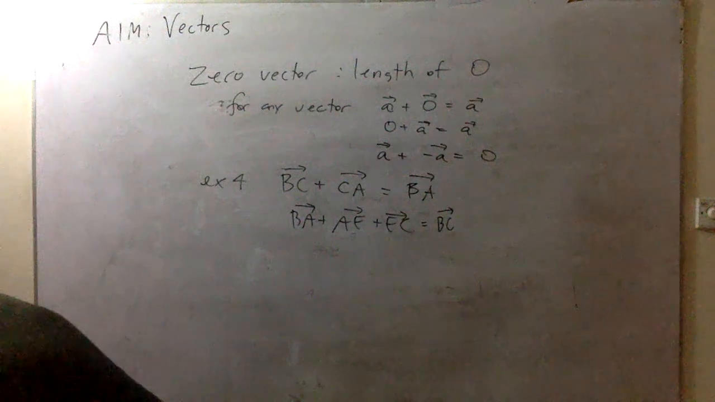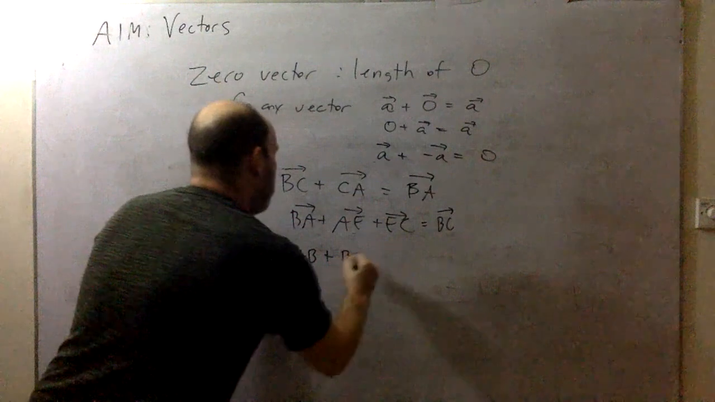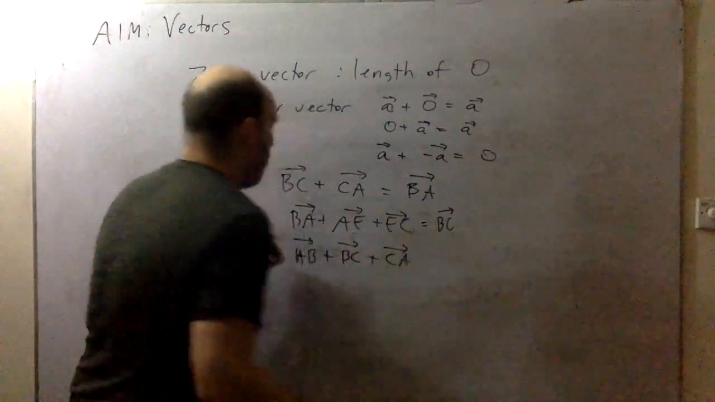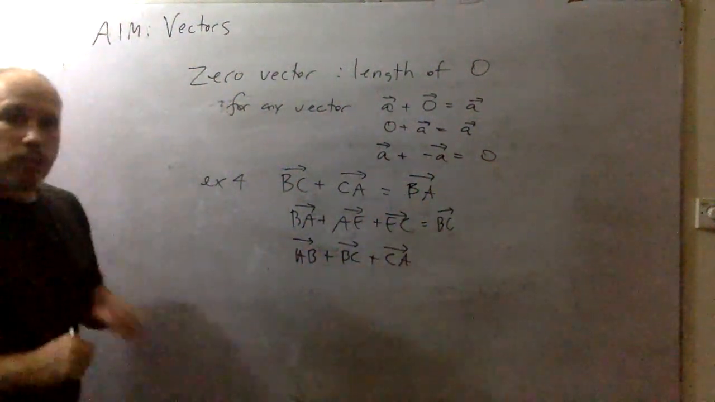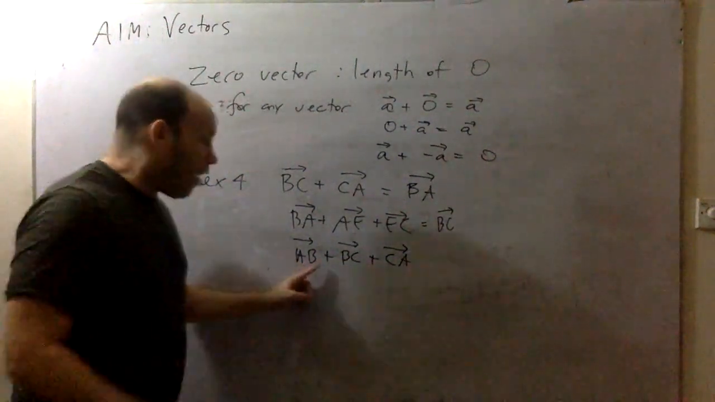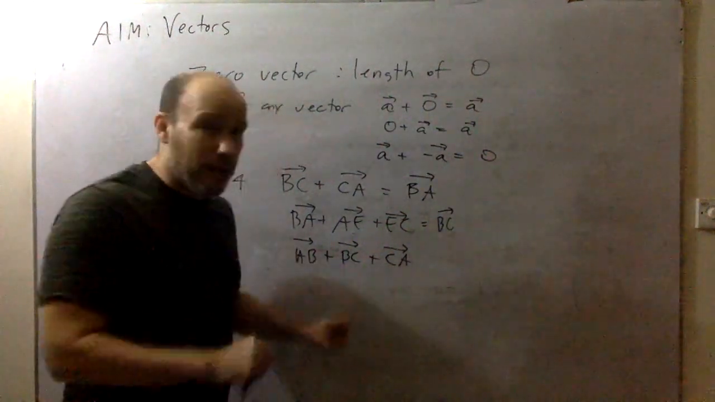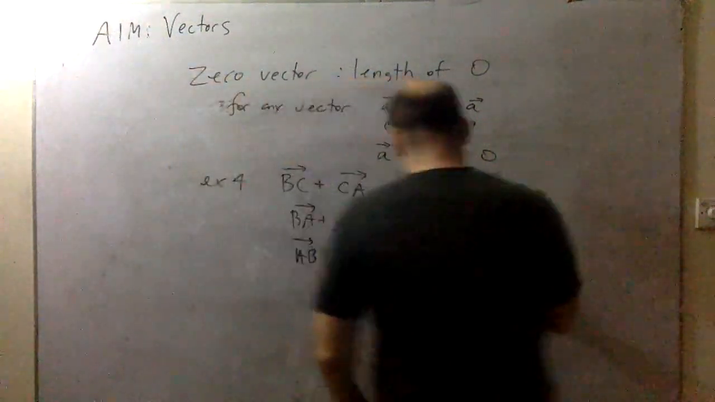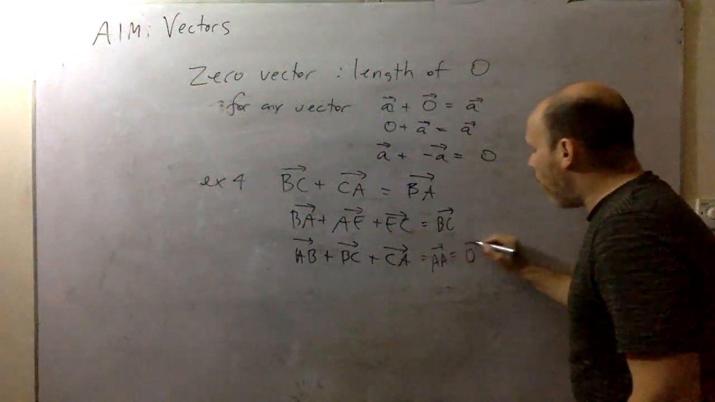Next example. A to B plus B to C plus C to A. Now this is kind of interesting. This kind of starts to bring a point home, right? So we start at A and go to B. Second journey, we start at B and go to C. Third journey, we start at C and come back to A. Well, A to A is simply 0.